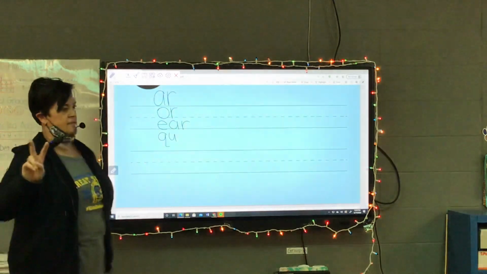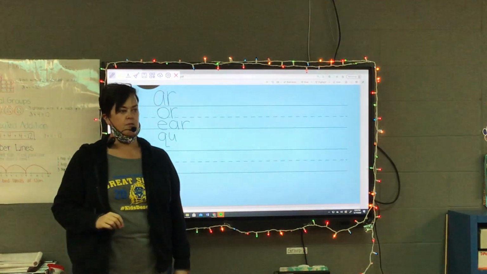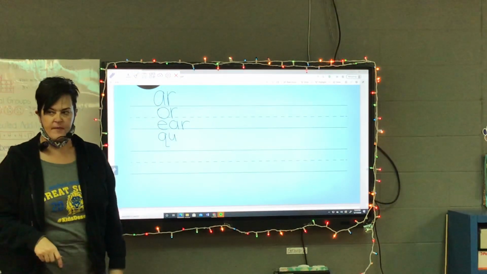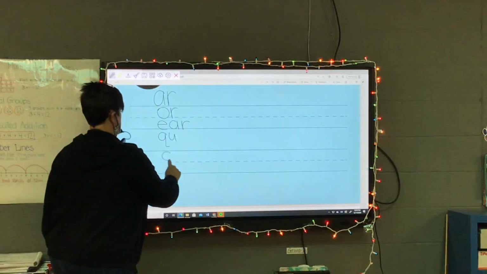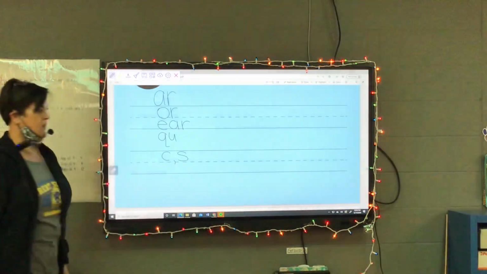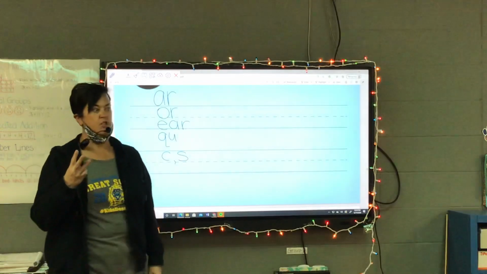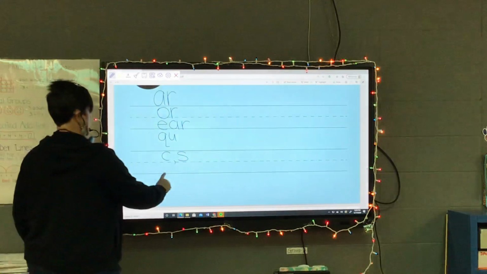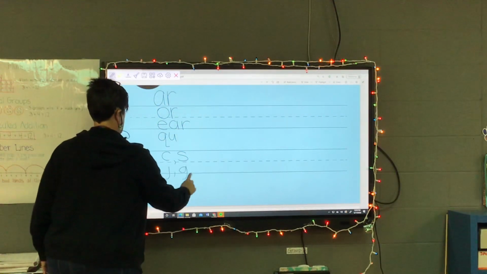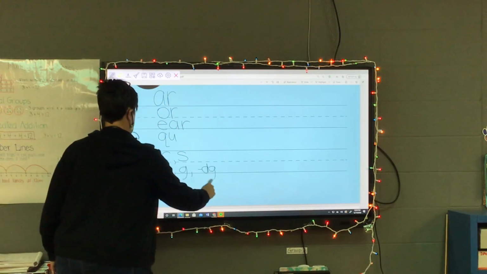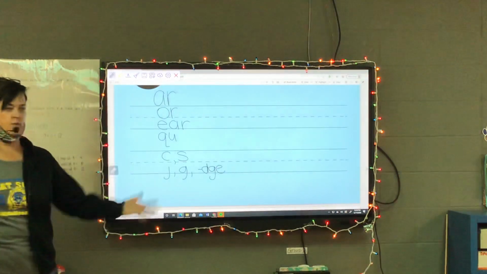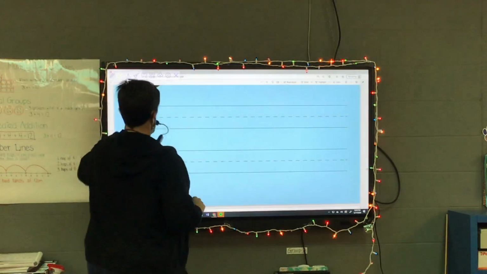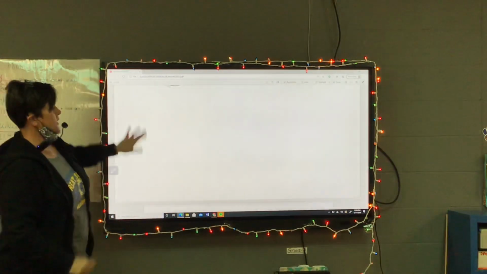Two ways for the S sound before e, i, or y. What do you have, Raylyn? And what else? There you go. All right, then three ways. J. What do you have for all three? J, G, D-G-E. There you go. J, G, D-G-E. Does it matter which order you have those in? No. All right. Let's go on to words.